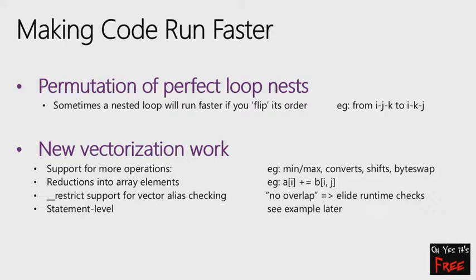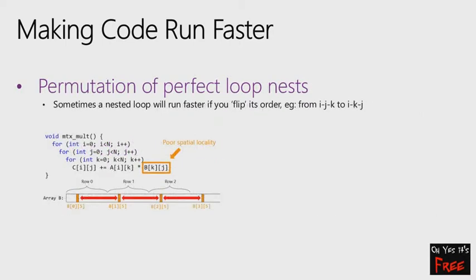The first one is called permutation of perfect loop nest. If you have a nested loop and you're processing large arrays, which are too big to fit within your processor's L3 cache, then the speed at which your code runs is most likely to be dominated by the time it takes to fetch from memory, rather than the actual calculation being performed inside the loop body. And sometimes by changing the order of the nested loops, we can make it run much faster.